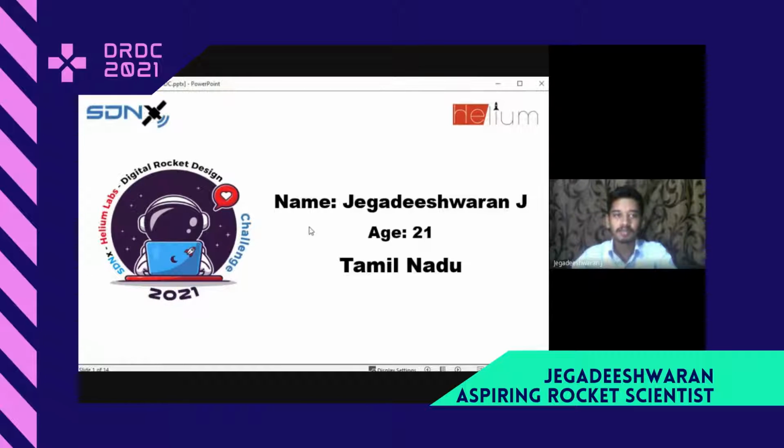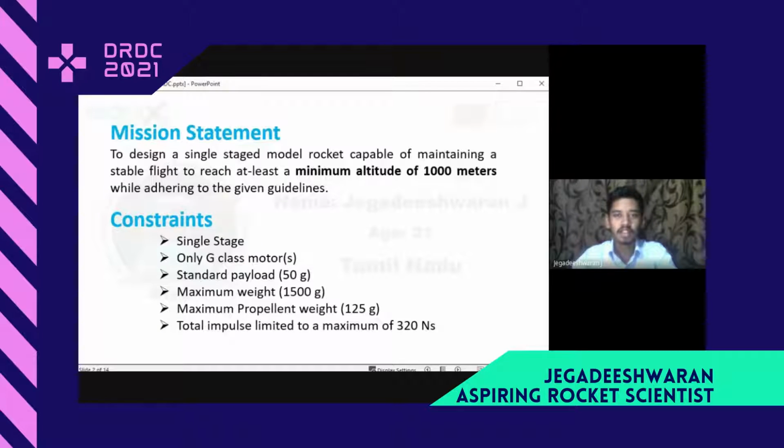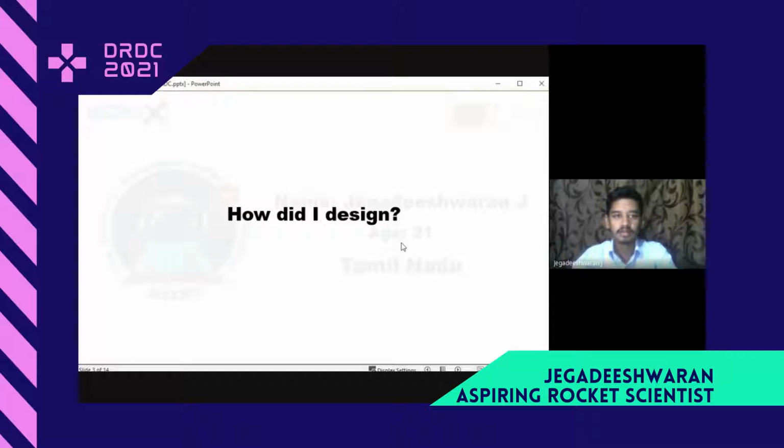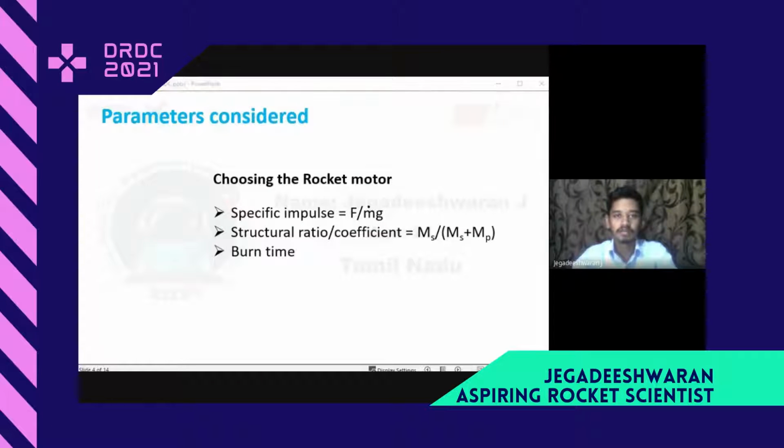The given mission statement and the constraints are shown here, and the proposed design is made adhering to these given guidelines. So, these are the constraints, and how did I design? In this video, we will see how my design was made. The very first component in the design was the rocket motor, because depending on its size, only the other components can be made in OpenRocket.